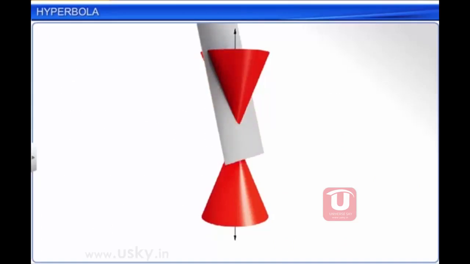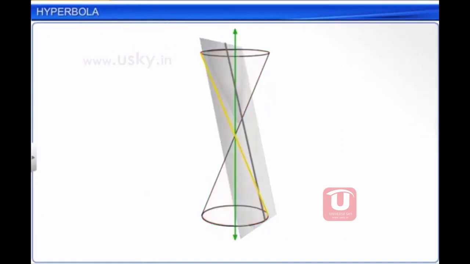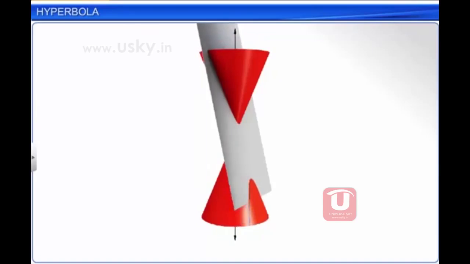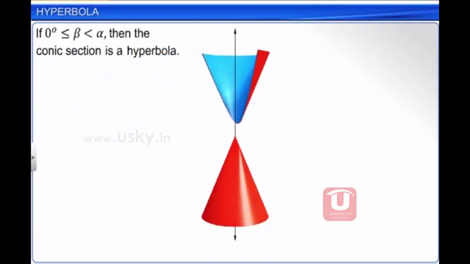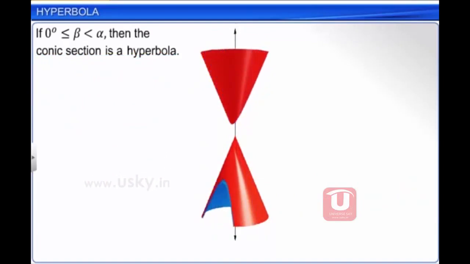You know that when a plane intersects a cone at any place other than the vertex, such that the angle beta between the plane and the axis of the cone is less than the angle alpha between the axis and the generator of the cone, and more than or equal to 0 degrees, and the plane intersects both the nappes of the cone, the resulting conic section is a hyperbola. Notice that a hyperbola is made of two curves that appear like mirror images of each other.